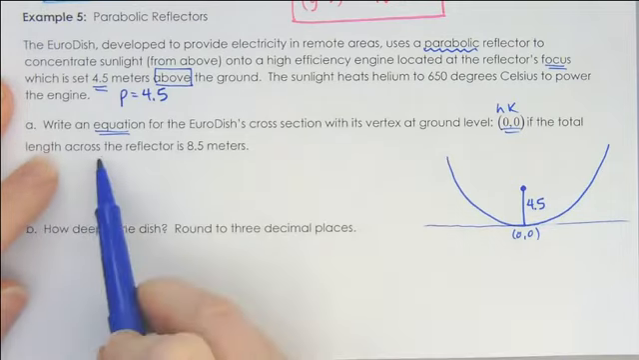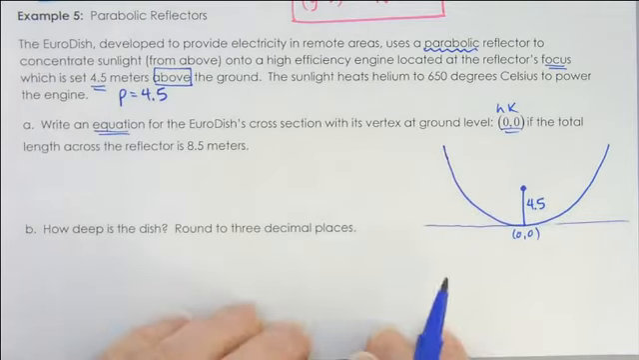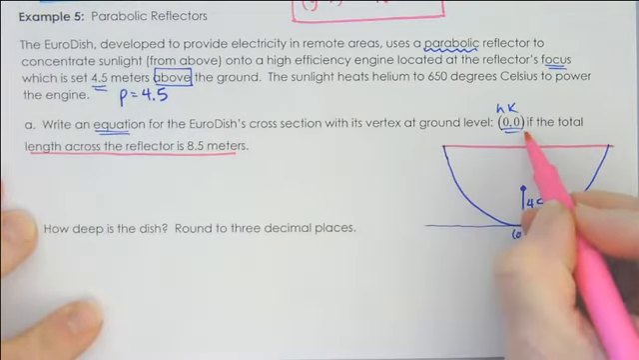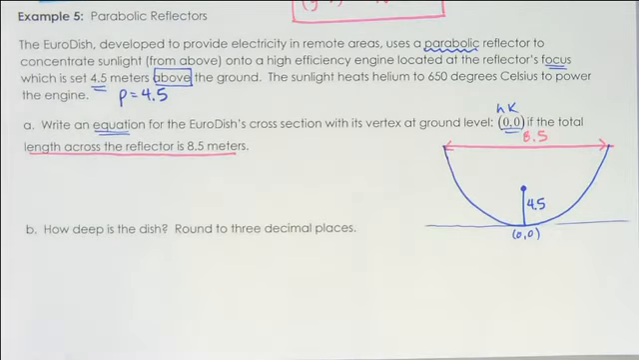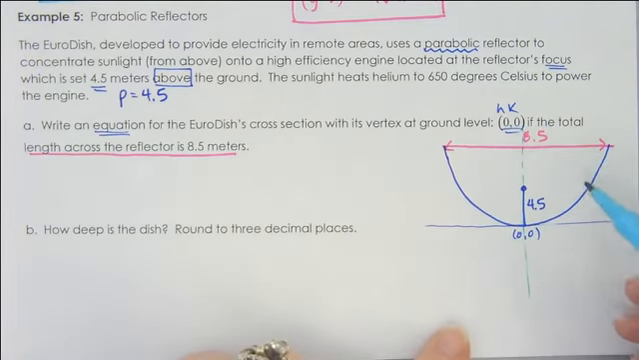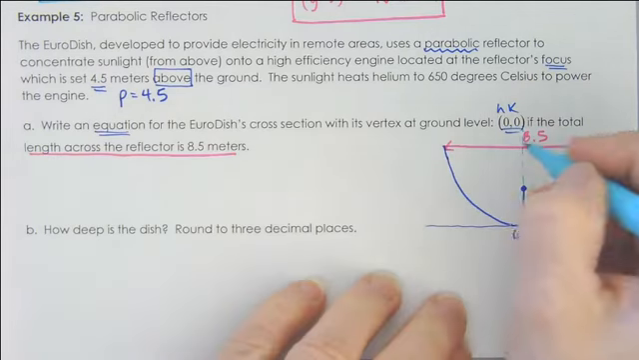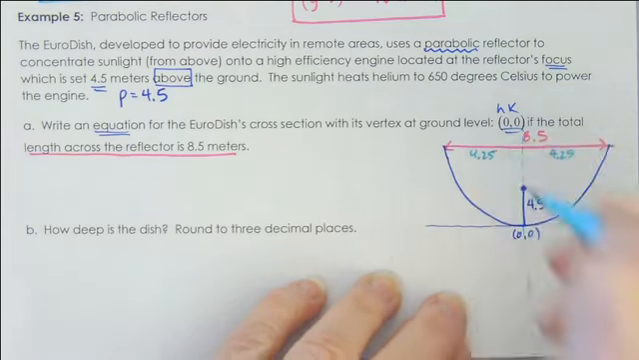If the total length across the reflector is 8.5 meters. They're telling me that the length across this reflector dish, this whole length here, is 8.5, from end to end, because remember this is just a piece of a parabola. I sketched in the axis of symmetry lightly there. What that's going to do is cut that 8.5 in half, which makes half of 8.5 is 4.25 there and 4.25 there.